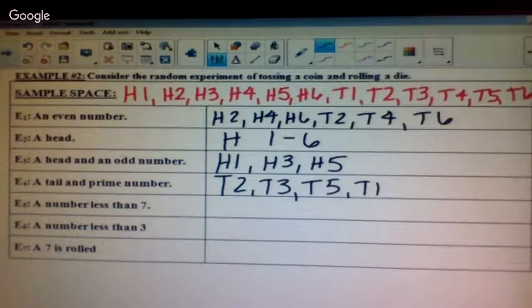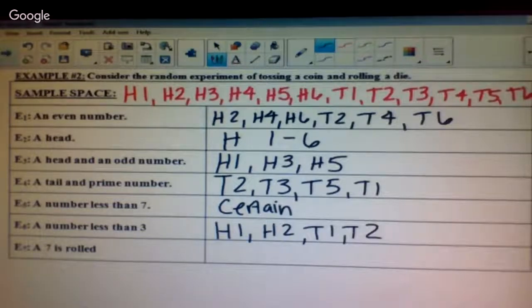What about a number that's less than 7? All of them. Certain. So this is certain. What about a number that's less than 3? H1 and H2, T1 and T2. Possible. And finally, for the last one, a 7 is rolled. That's impossible. It's never going to happen.